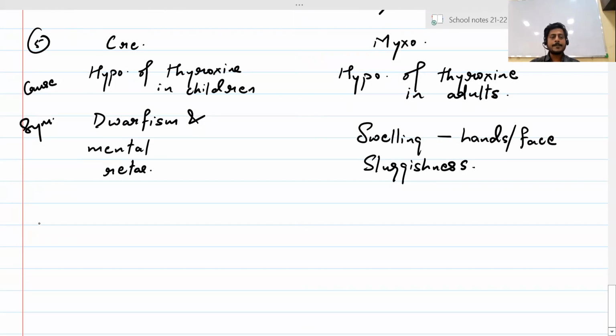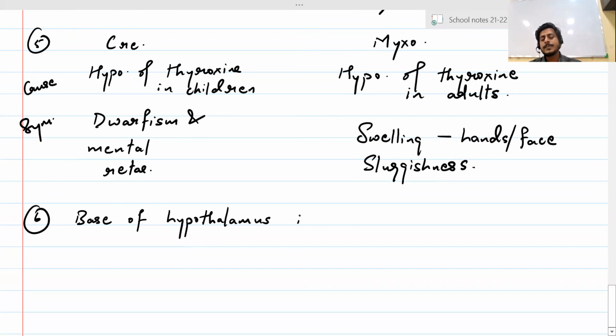The sixth one that we had written for today from endocrine system was the location of the pituitary gland, something as simple as base of the hypothalamus. So this one is basically hanging from the base of the hypothalamus, and it is in the midbrain. Base of the hypothalamus you have to remember, and remember hypothalamus is a part of the forebrain, FORE.